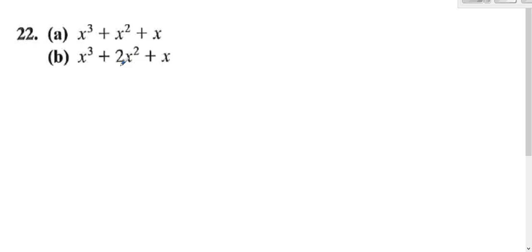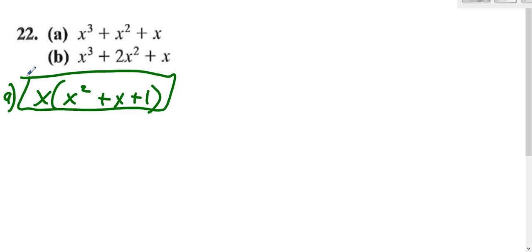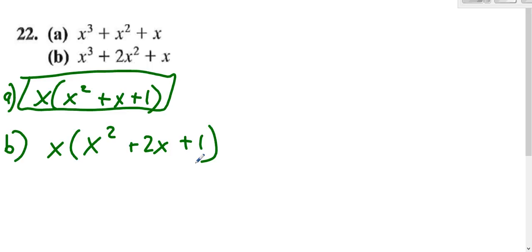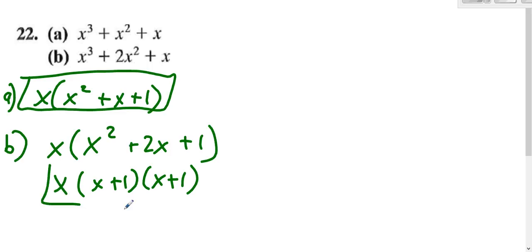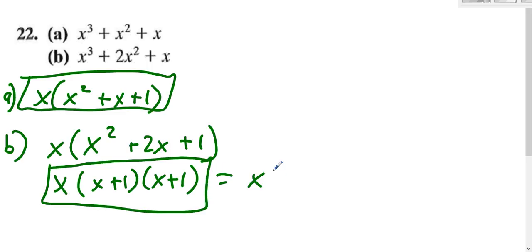Same thing, look for GCF first. Take it out, you get x squared plus x plus 1. Then you can check to see if anything multiplies to be 1 and adds to be 1. It doesn't. You're done. Take out the x again. This time we're multiplying to be 1, add to be 2, so that's x plus 1, x plus 1. You could write it as x plus 1 squared. Be a little bit better.